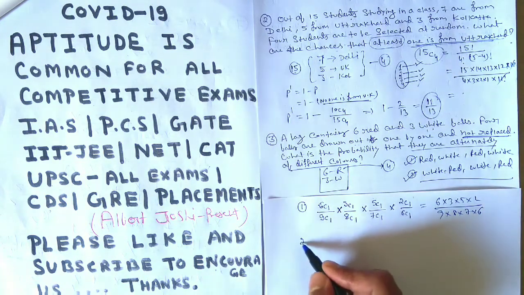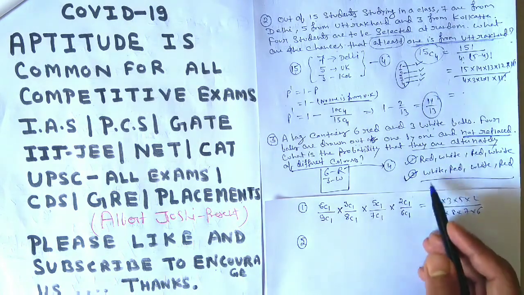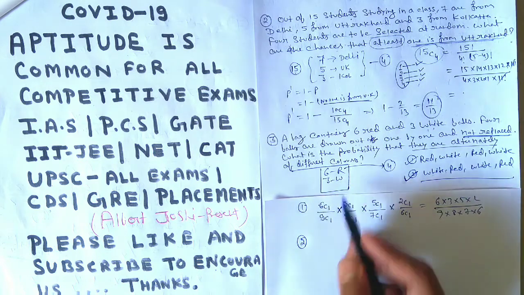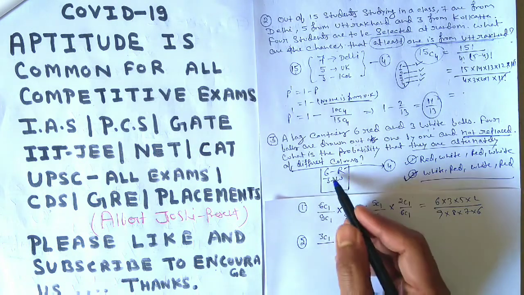Now, the second case. If you are using this method, if the first ball is white, how many white balls are here? 3. Out of 3 you have to select 1.